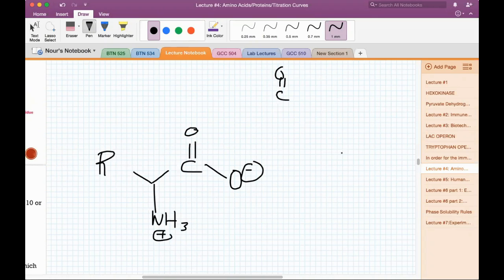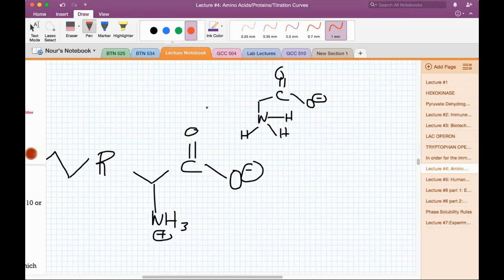And then it moves on. And then there'll be another amino acid, like right here. And then these two will have a bond. That's generally how a hydrogen bond works.